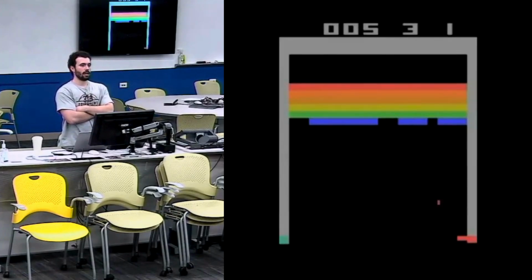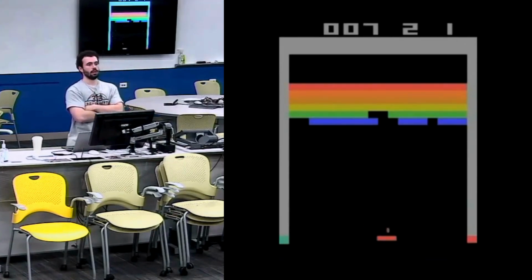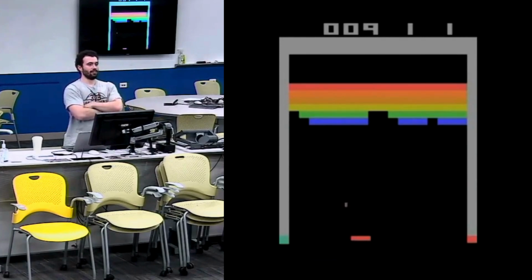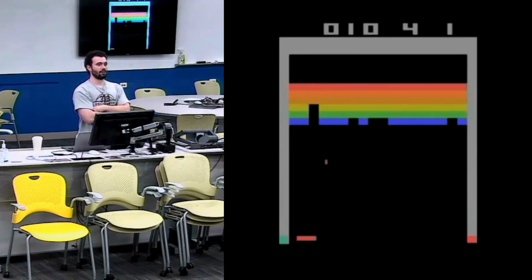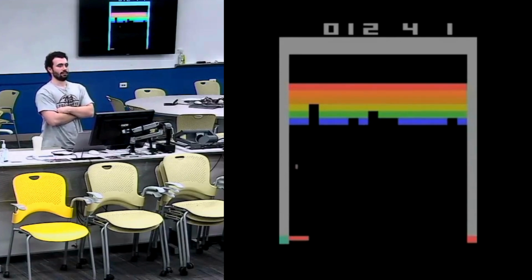After 200 training episodes, so 200 training episodes means 200 times through that outer loop in the pseudocode I showed you. You can see that it's finally learning to do this weird shoot to the left and right, and that kind of works as a strategy. After 400, it's kind of learning to intercept the ball and finding the correct way to hit the ball back.